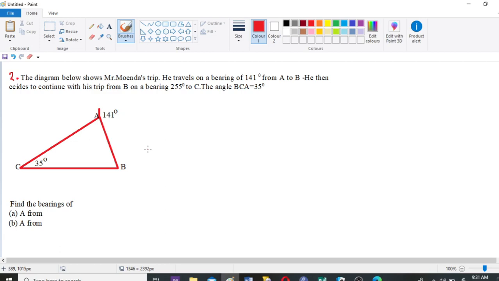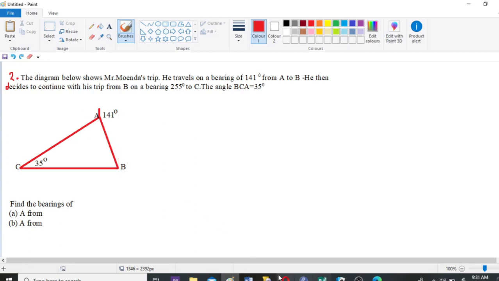He then decides, right? This is supposed to be decides. So he then decides to continue with his trip from B on a bearing of 255 to C. Okay, so from here on a bearing of 255 to C.